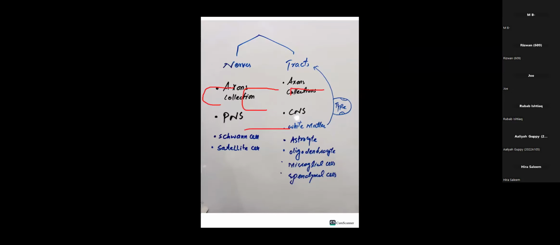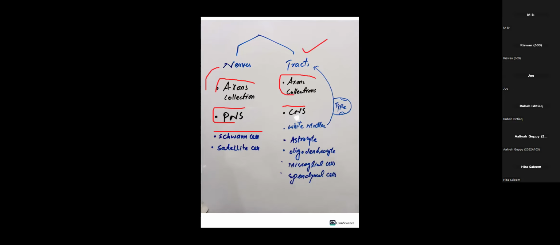After that, let's see the difference between nerves and tracts. It is a very common and tricky question asked by any neuroanatomy student. What is the difference between nerves and tracts? Nerves and tracts are the same but in different systems. Both are collections of axons, but a collection of axons in the peripheral nervous system is called a nerve, and a collection of axons in the central nervous system is called a tract. We have further three types of tracts.